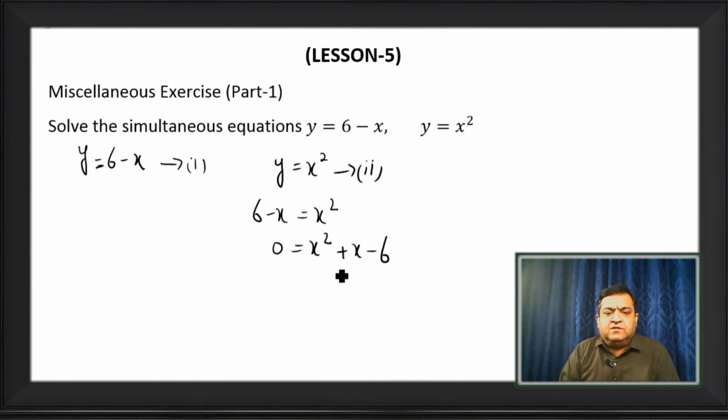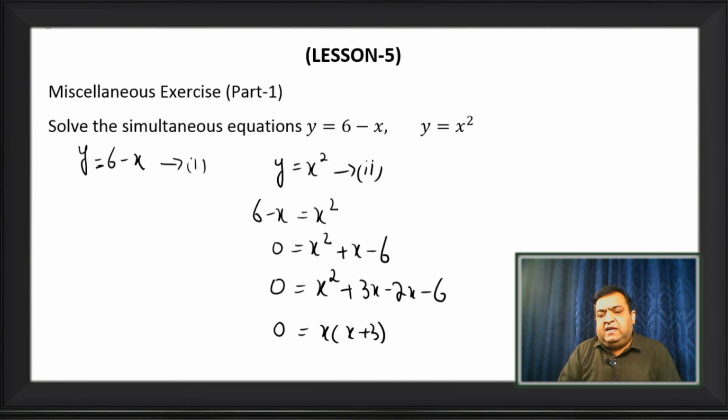There are 3 different ways to solve this quadratic equation, and over here we will use the middle term splitting method. x will be written as 3x minus 2x, minus 6. From the first two terms we will take out x, so that we will be left with x plus 3. From the next two terms we will take out minus 2 and we will be left with x plus 3. So taking out x plus 3, we are left with x minus 2.